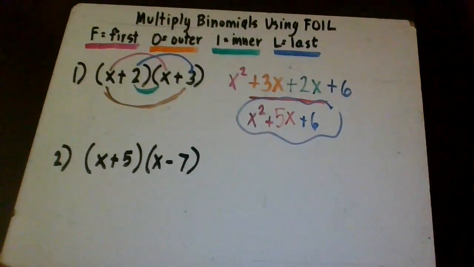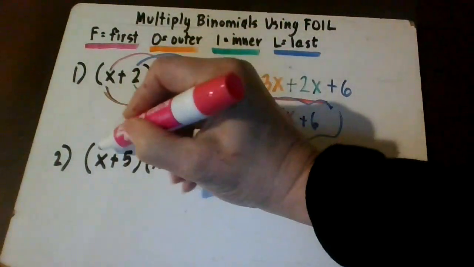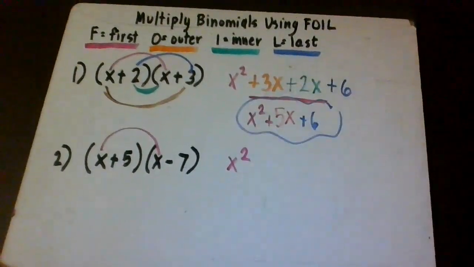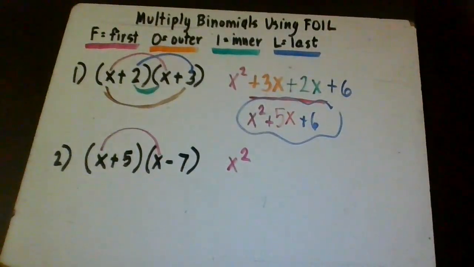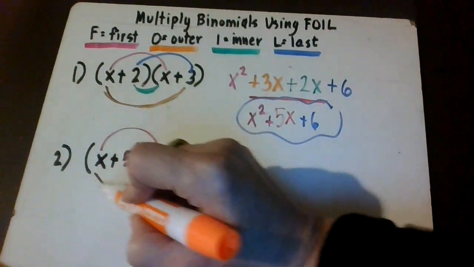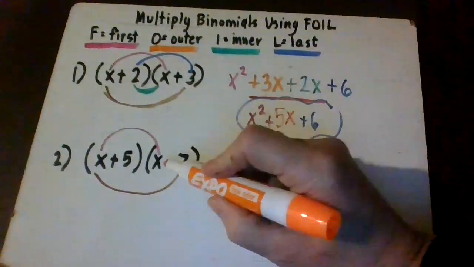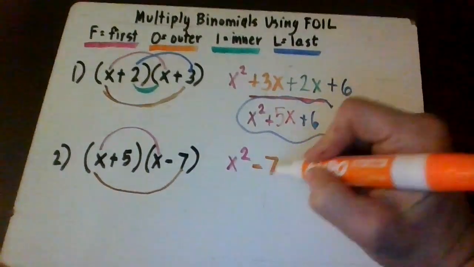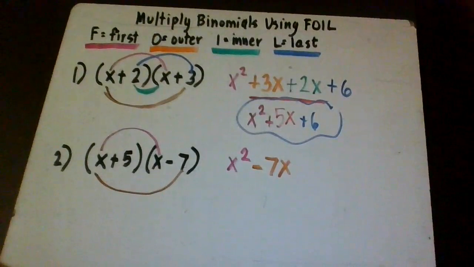Multiplying binomials using FOIL. Let's do another example. So first terms, that would be x times x, which would be x squared. Now we have our outer terms, so the ones on the outside. Now be careful, this is a -7. So x times -7 would be -7x.